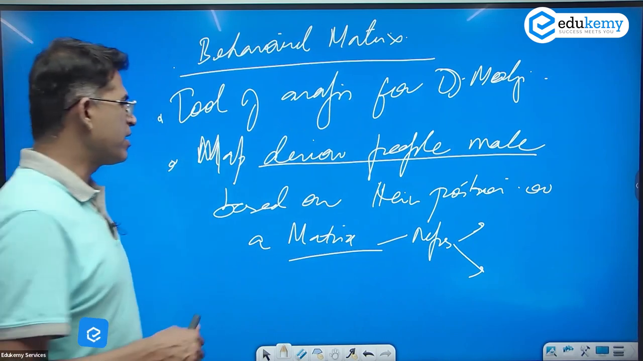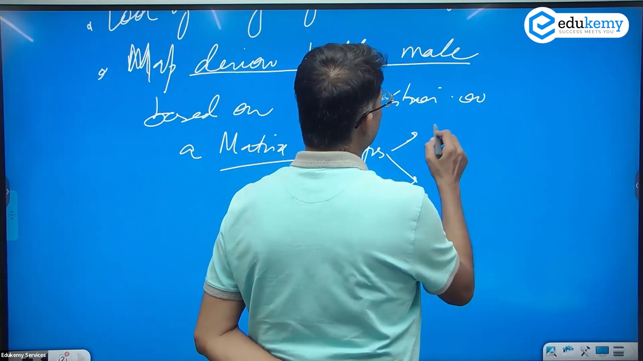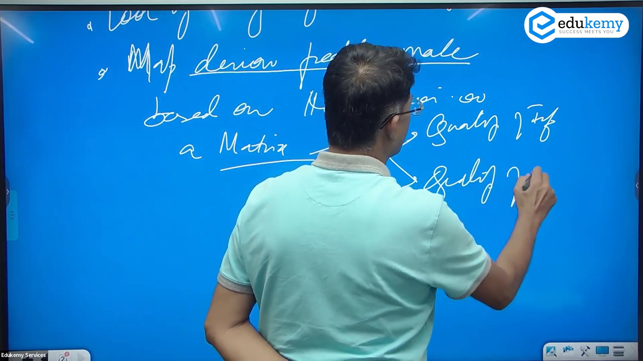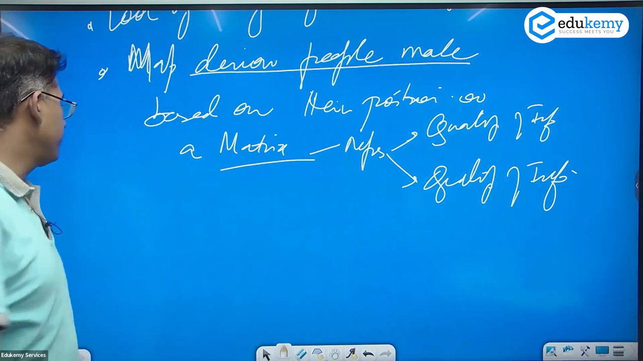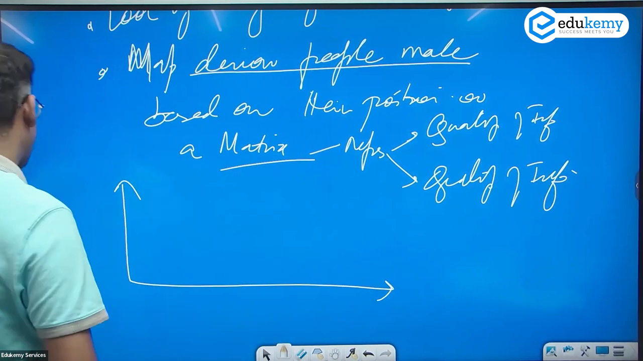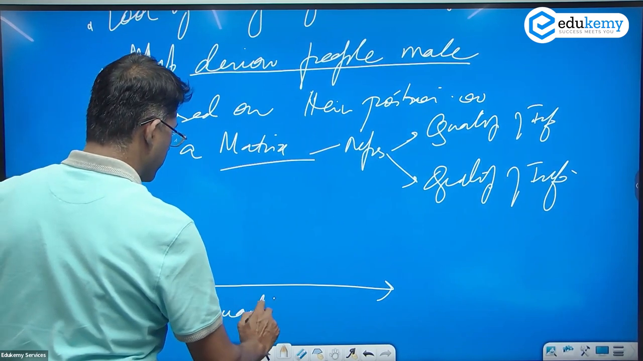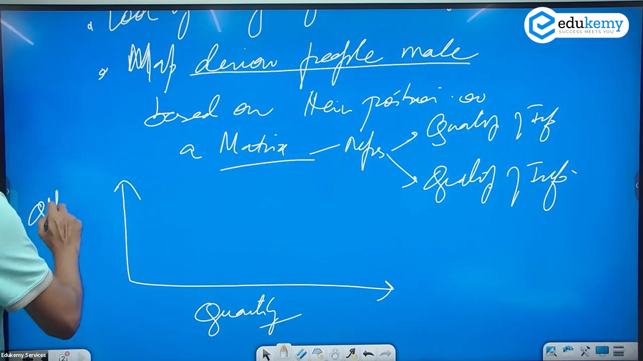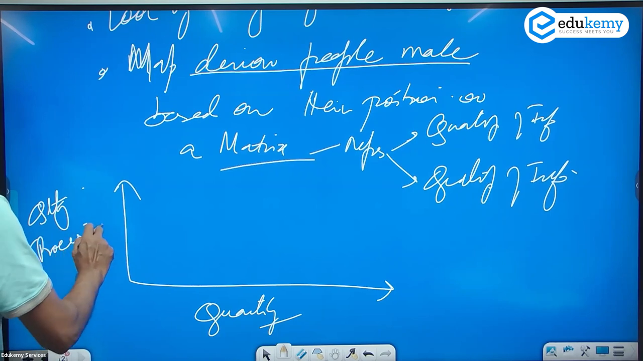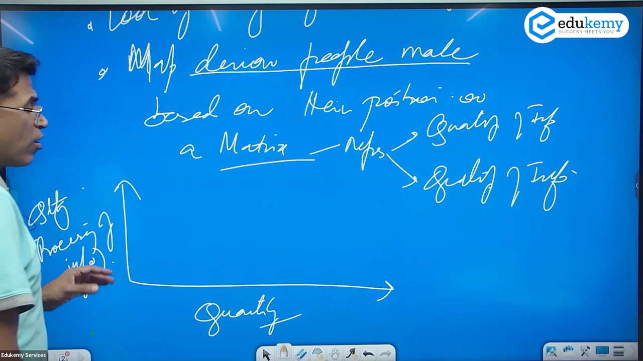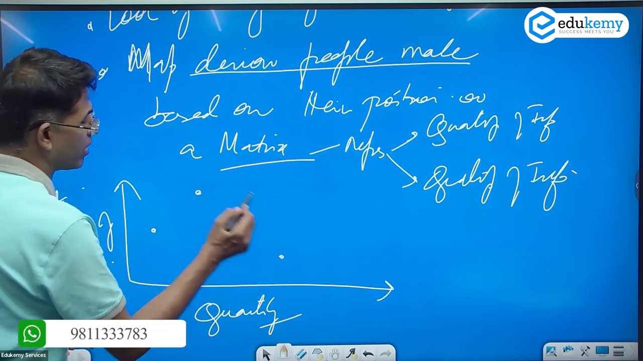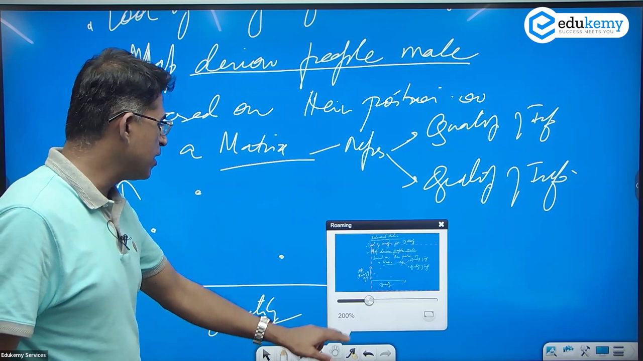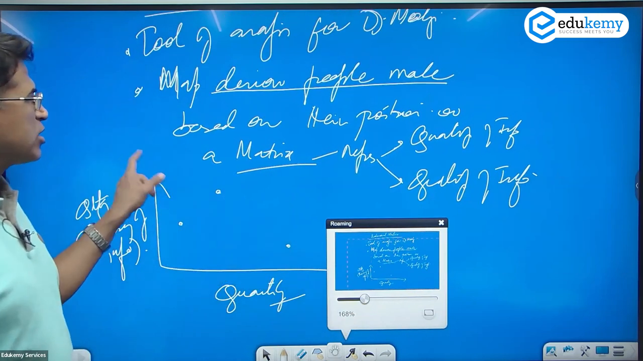What is a matrix? A matrix is a type of map using two variables, quantity of information and the quality of information. So I have a graph like this. On one side, I am plotting the quantity, the amount of information. On the other side, I am mapping the quality. Quality is about the processing of information. Depending on where you are, you are here or here or here, I can tell what decisions you will make. So the matrix essentially maps the decisions people make based on their positions.